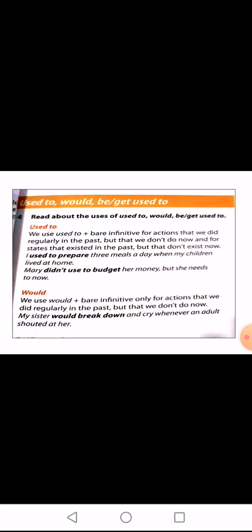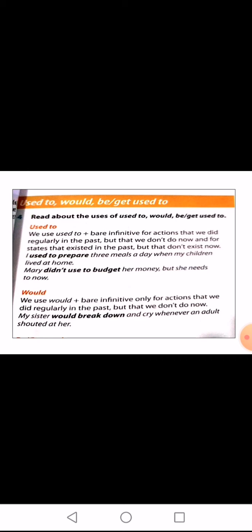Today we are going over used to, would, be used to, and get used to. This is in your student's book on page 19. Again, this is on page 19. Our lesson is about when we use used to, would, be used to, or get used to. Now we want to know when we use them. The first one is used to.